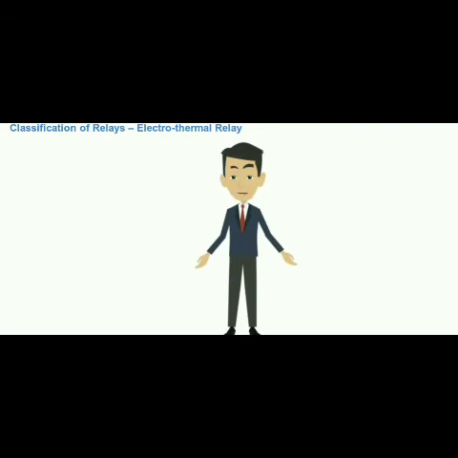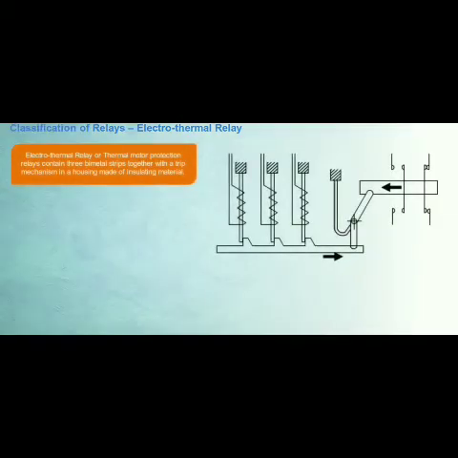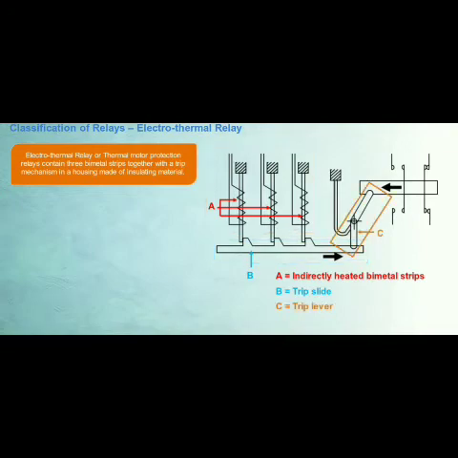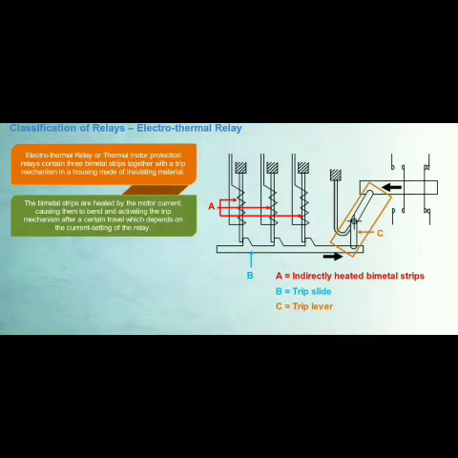Let us now look at the next type of relay, which is the electrothermal relay. Electrothermal relay or thermal motor protection relays contain three bimetal strips together with a trip mechanism in a housing made of insulating material. The bimetal strips are heated by the motor current, causing them to bend and activating the trip mechanism after a certain travel, which depends on the current setting of the relay.